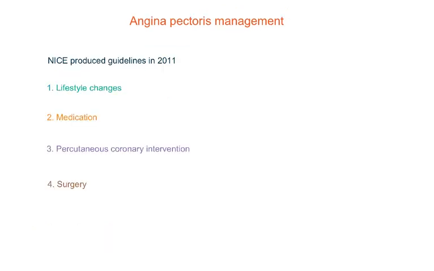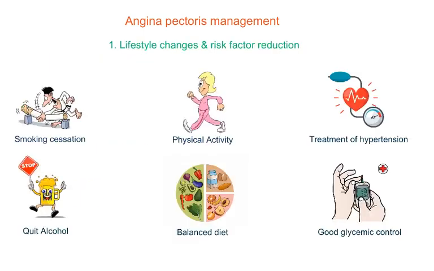The management of stable angina comprises lifestyle changes, medication, percutaneous coronary intervention, and surgery. Lifestyle changes and risk factor reduction should be a central component of the management of patients with angina. These include cessation of smoking and alcohol, physical activity and weight reduction, eating a healthy balanced diet, treatment of hypertension, and good glycemic control in diabetics.